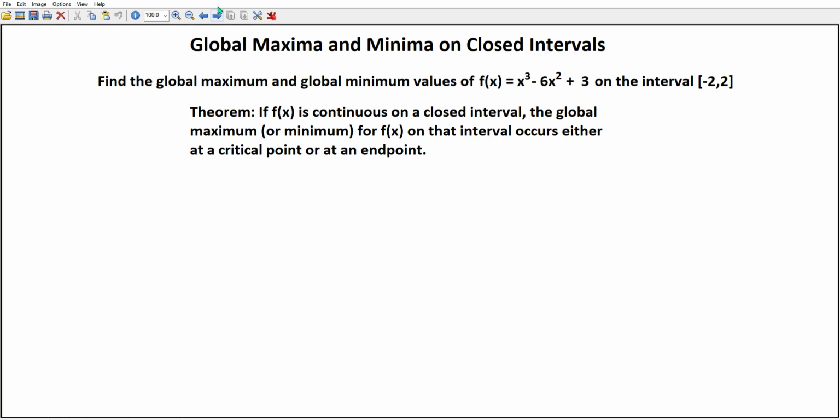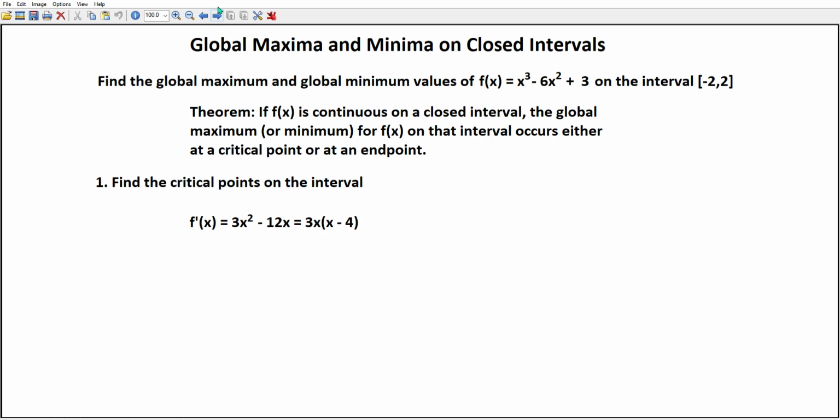If f of x is continuous on a closed interval, the global maximum or minimum for f of x on an interval occurs either at a critical point or an end point. So we will just have to look at the critical points and the end points on the interval. So first step, find the critical points on the interval.